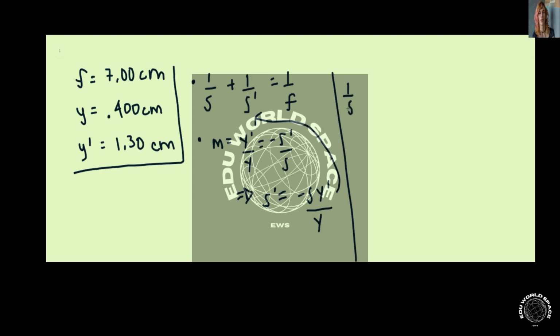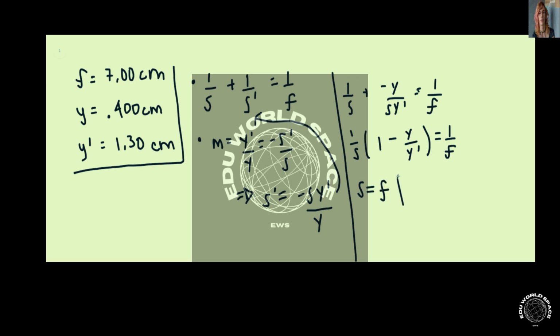Doing that, I get 1 over s plus 1 over s prime, which is negative y over s y prime, equals 1 over f. We can take out s, so 1 over s times (1 minus y over y prime) equals 1 over f. Then you can cross multiply, bringing the s to this side and the f to the other, and you get that s is equal to f times (1 minus y over y prime).